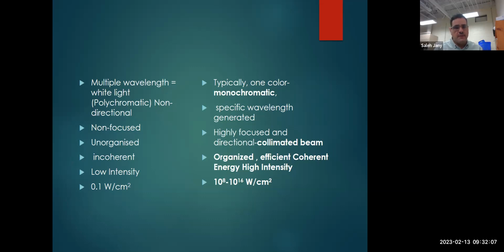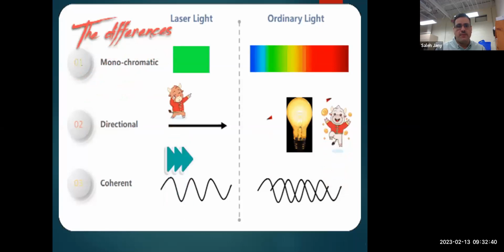The normal light is not focused, unorganized. All the waves are in different directions and not in phase. While the laser is more organized, the intensity will be accumulated. So this is how to measure the energy, in watts per cubic centimeter. So the energy of the laser will be very focused. That's why we can use it for cutting, for sterilization, for anything.